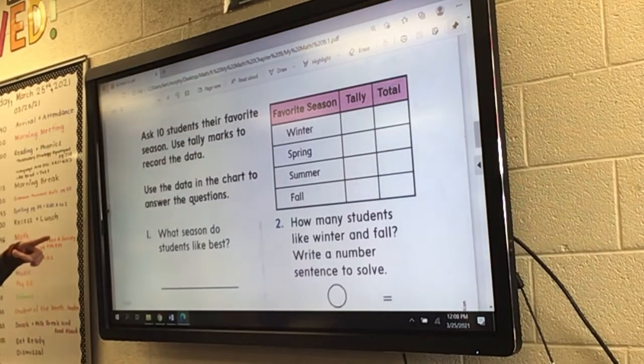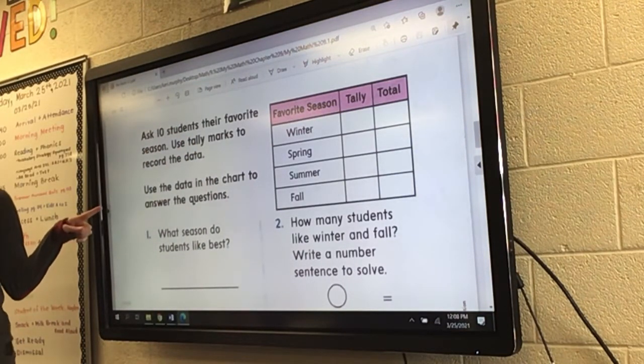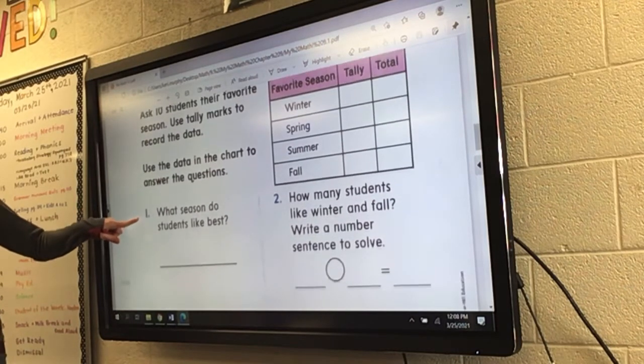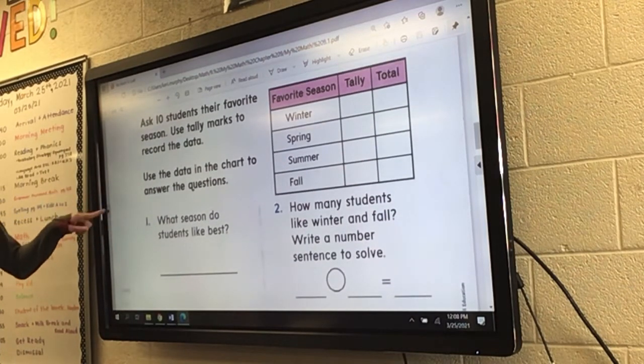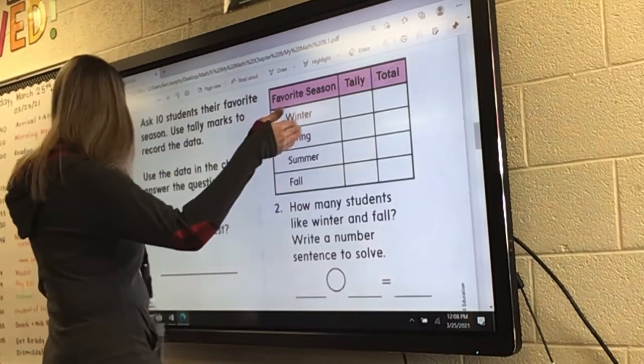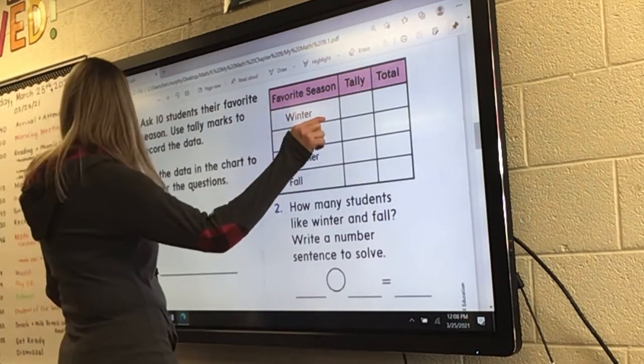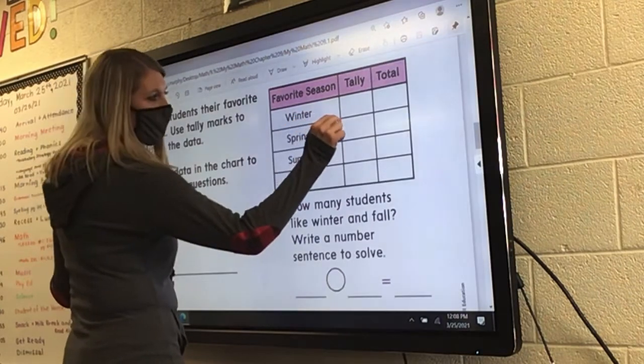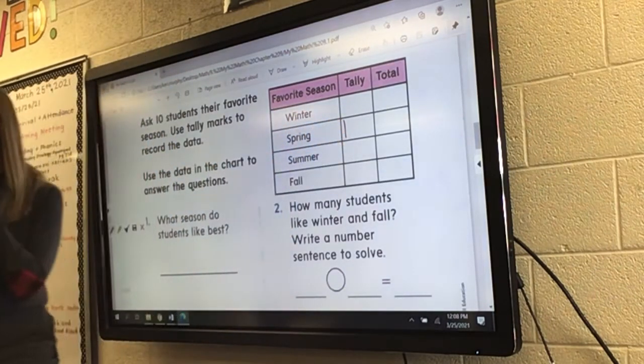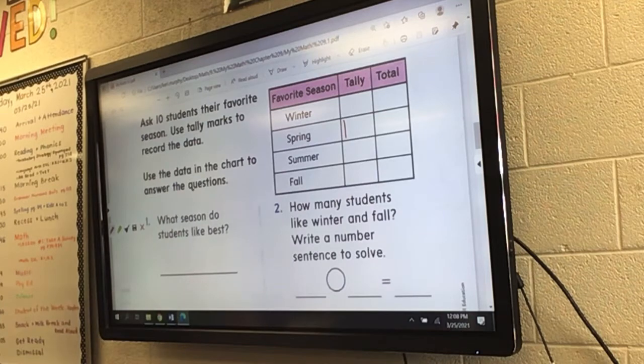I'm going to start with Corla. Corla, what's your favorite season? Spring, is that what you said? Okay, so we're going to make a tally mark for spring. And make sure you make it on the far left to find spring. Put those in your box. Tally mark. You're on the wrong one. That's winter.